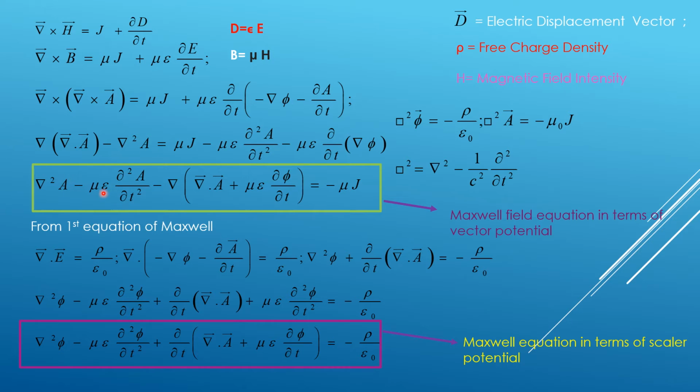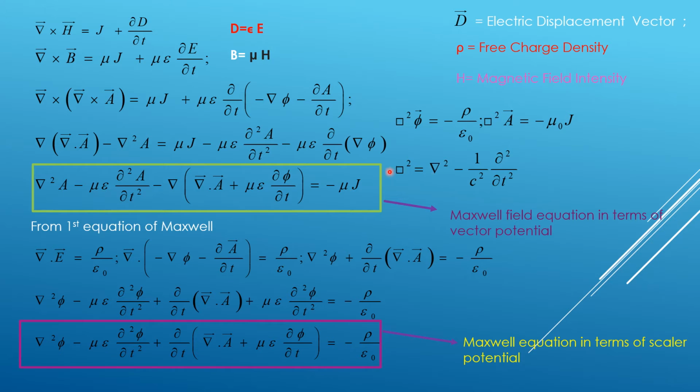Grad square A minus mu epsilon del square A by del t square, and there is a term, I will tell you the significance of this term, we put it in a bracket, equal to the right hand side, there is a source term. And now you can write this as grad square minus 1 by c square, where 1 by root over mu epsilon is 1 by c square, the velocity of light. I have discussed it in one of my previous lectures, the velocity of light in vacuum.